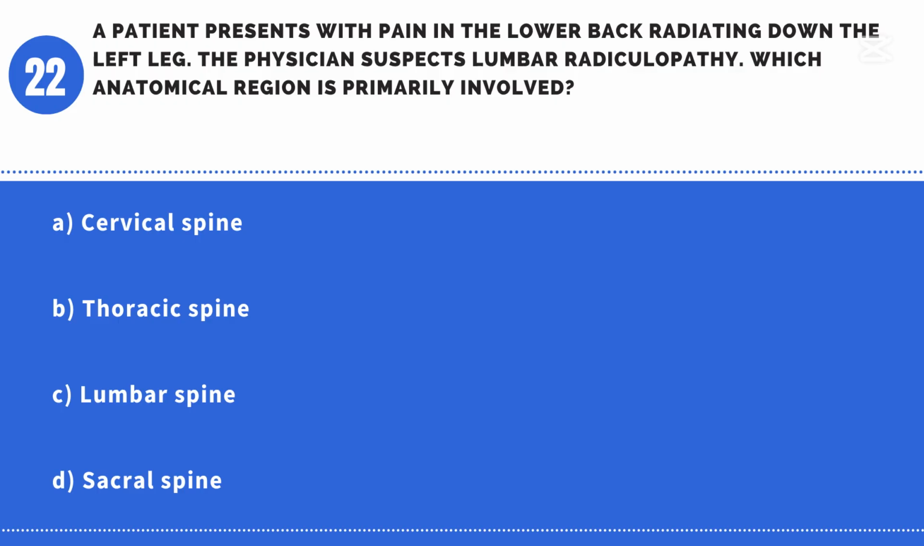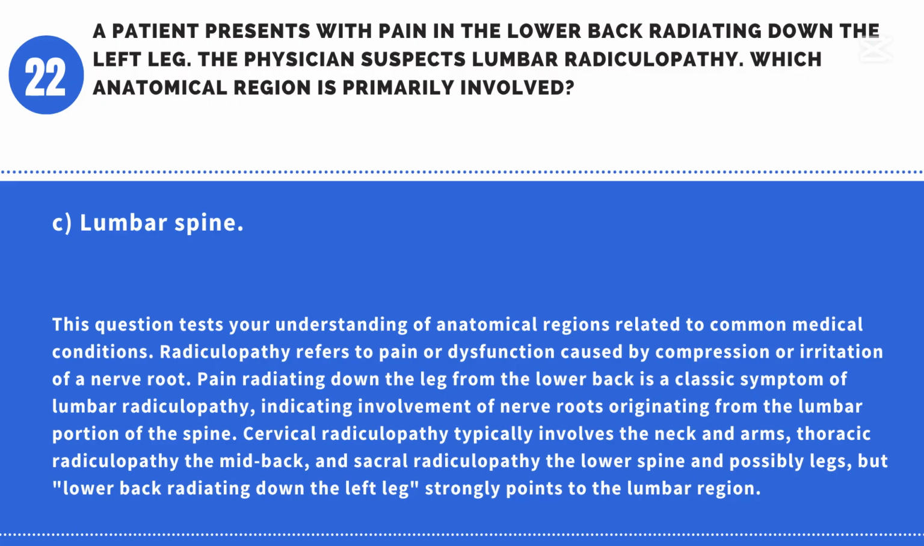Answer: C. Lumbar spine. This question tests your understanding of anatomical regions related to common medical conditions. Radiculopathy refers to pain or dysfunction caused by compression or irritation of a nerve root. Pain radiating down the leg from the lower back is a classic symptom of lumbar radiculopathy, indicating involvement of nerve roots originating from the lumbar portion of the spine. Cervical radiculopathy typically involves the neck and arms, thoracic radiculopathy the mid-back, and sacral radiculopathy the lower spine and possibly legs, but lower back radiating down the left leg strongly points to the lumbar region.